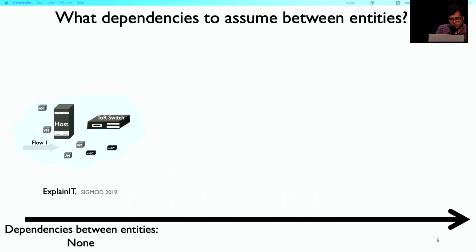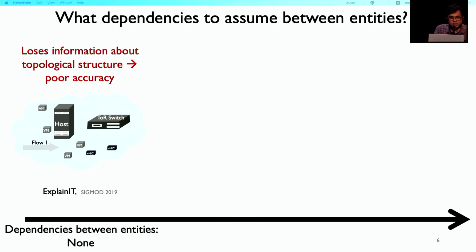So in these works, a natural question that arises is what dependencies should we assume between the entities? And existing work falls on a spectrum here. On one end of the spectrum are systems such as Explain-It, which assume no dependencies between entities at all. But if you assume no dependencies, you lose information about the topological structure that captures how these entities are organized in the system. And so this approach leads to poor accuracy.